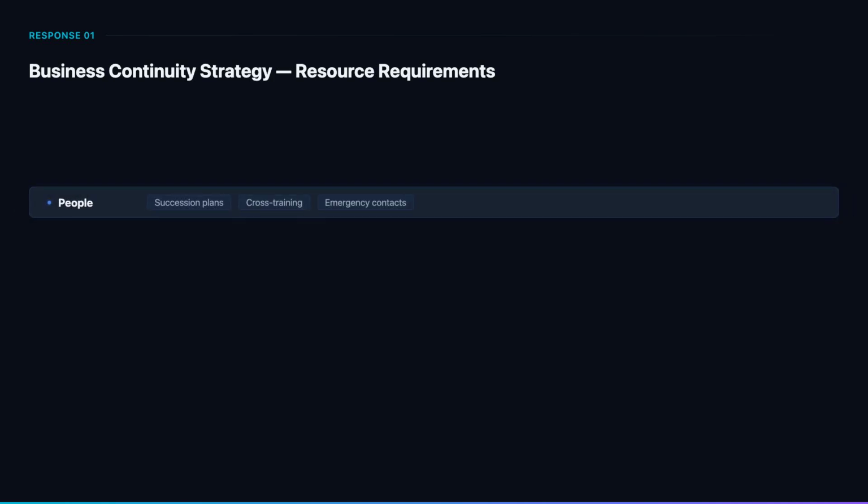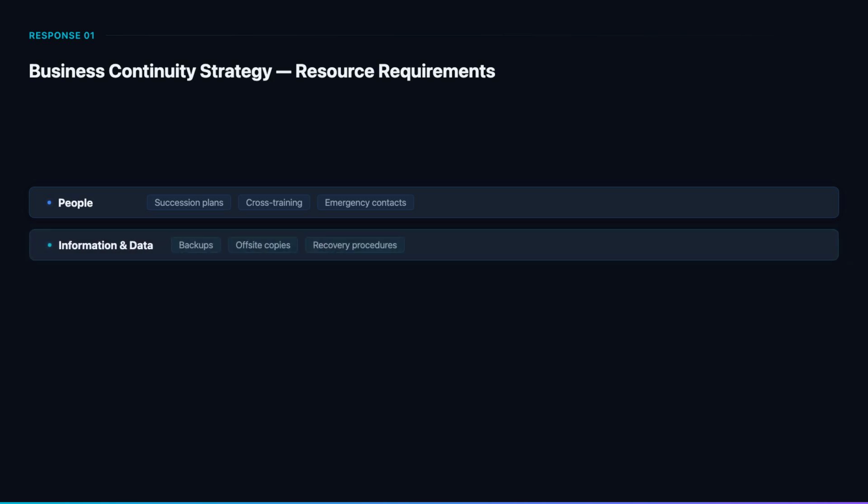People are the most critical resource. Your strategy needs succession plans for key roles, cross-training to cover absences, emergency contact lists, and welfare arrangements for staff affected by a disruption. Information and data must be protected through regular backups, off-site or cloud copies, and tested recovery procedures. You need to know your recovery point objective, how much data you can afford to lose, and your recovery time objective, how fast you need systems back.